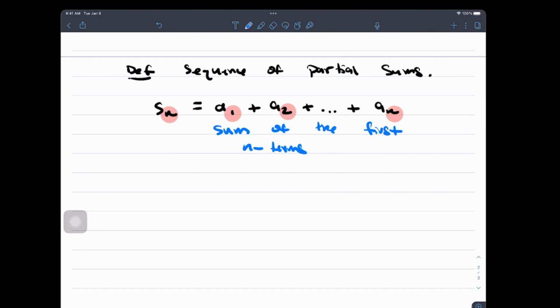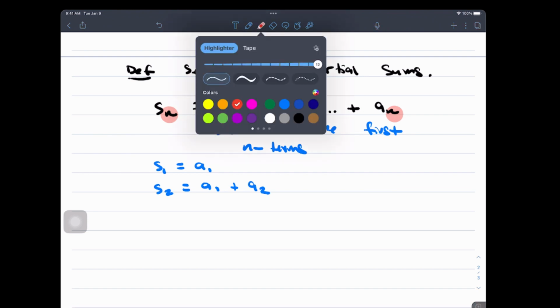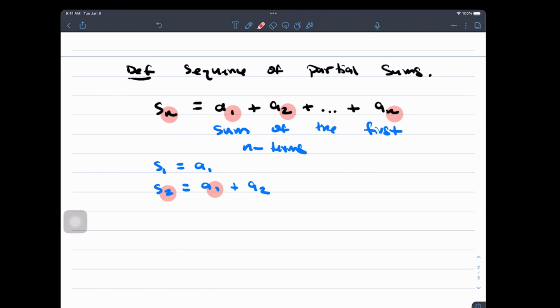And so here's kind of what we mean by that. So if you said, okay, what is S1? Well, S1 is just simply that first term, A1. S2 is A1 plus A2. Okay, you guys see what we're saying? So notice the n value here, right? S3 is A1 plus A2 plus A3. All right, you guys okay with that?